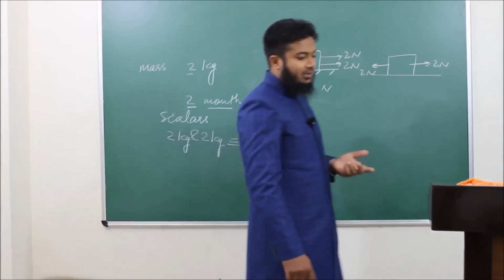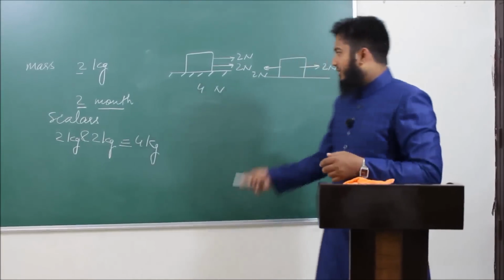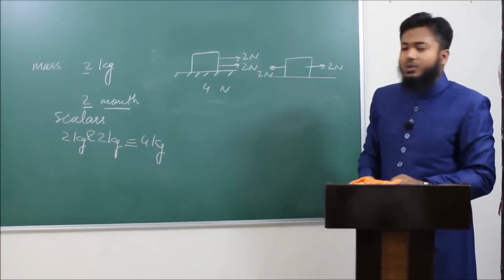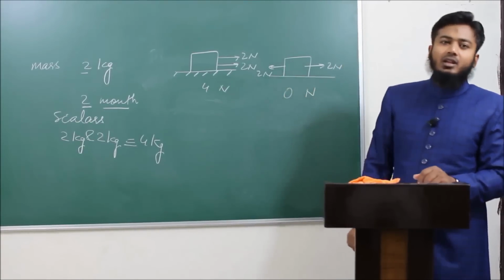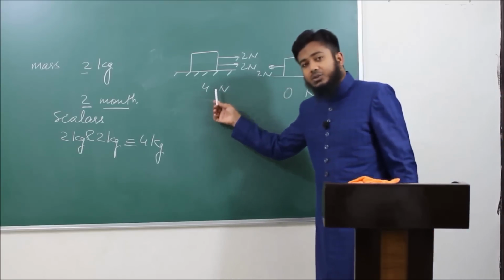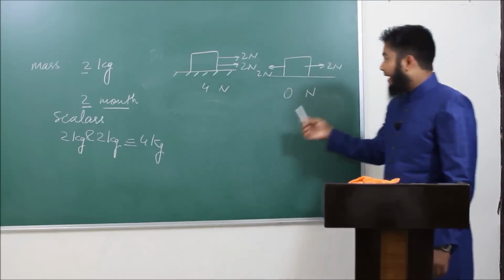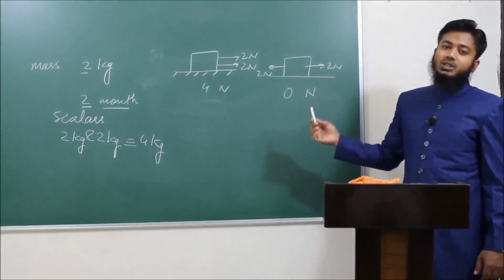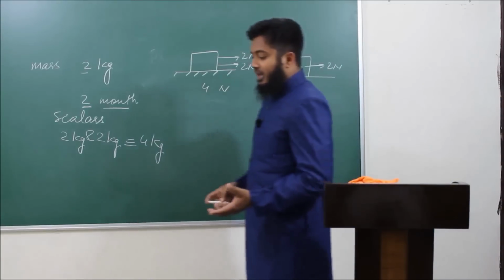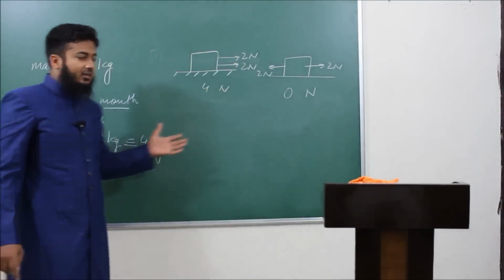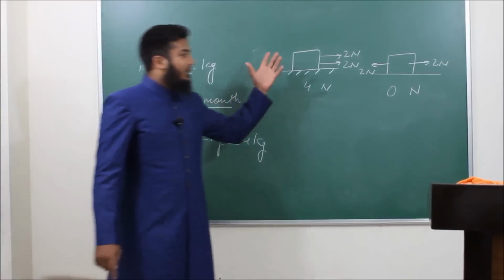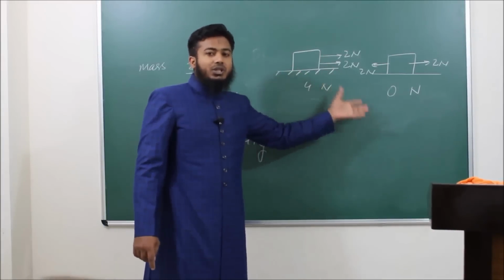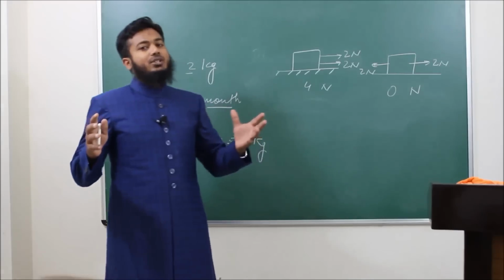If it was initially at rest, then in this condition it will not be moving. So what is the resultant force here? 0 Newton. Now 2 Newton and 2 Newton is 4 Newton, and 2 Newton and 2 Newton is also 0 Newton. But this is not the case with scalars. Scalars, 2 kilogram and 2 kilogram, is always 4 kilogram, but in the case of vectors, 2 Newton and 2 Newton is not always 4 Newton.